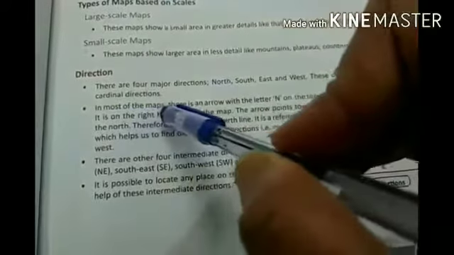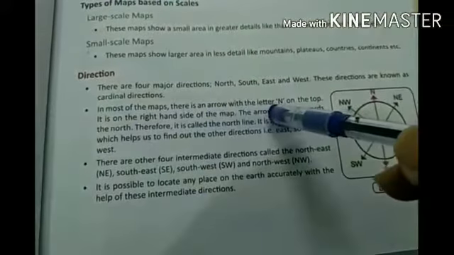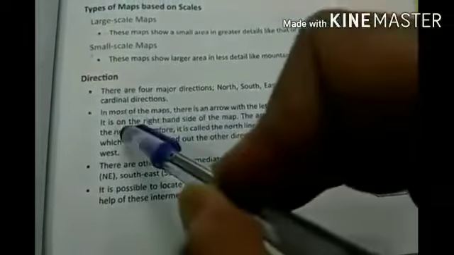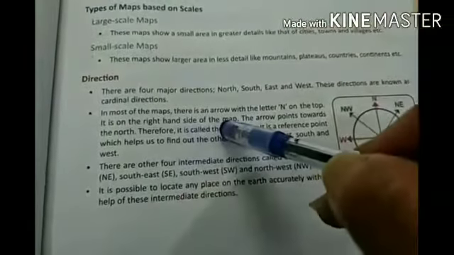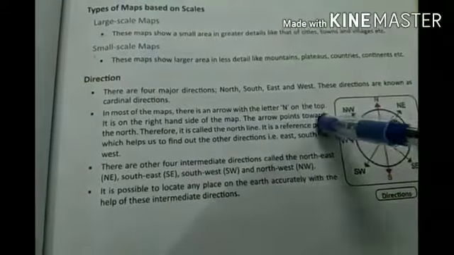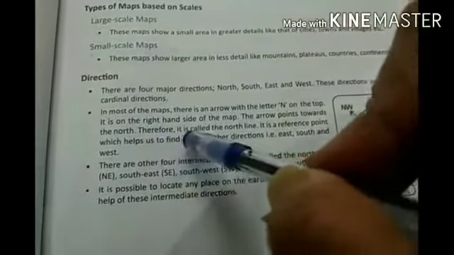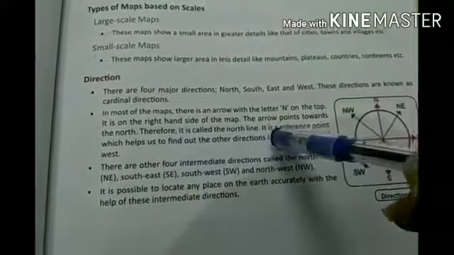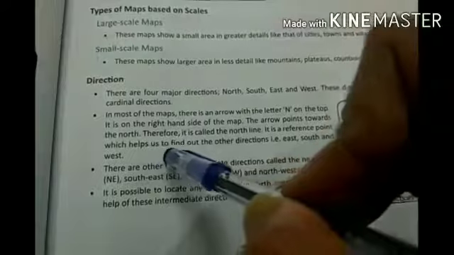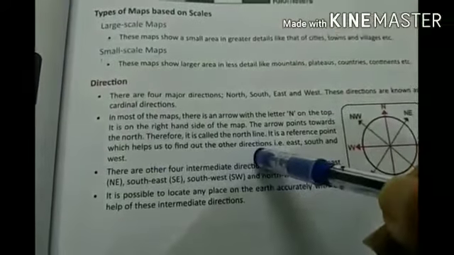In most of the maps, there is an arrow with the letter N on the top. It is on the right hand side of the map. The arrow points towards the north. Therefore, it is called the north line. It is a reference point which helps us to find out the other directions: east, south and west.